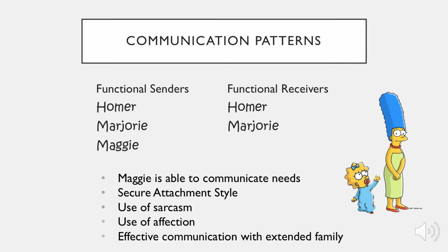Some sarcasm is used in the home for comic effect or as a sign of irritation, but effective and therapeutic communication heavily outweighs any negative patterns seen in Marjorie and Homer's communication style. The couple is affectionate toward each other and toward Maggie. The nuclear family maintains relationships with extended family members through communication and actively reaching out.